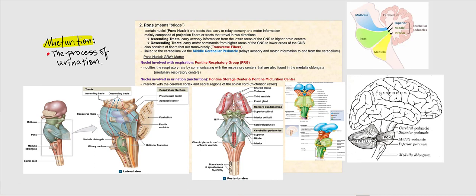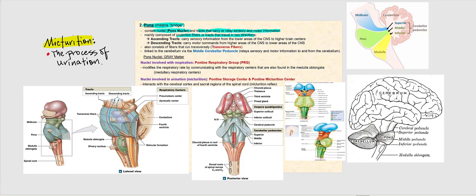The second and middle component of the brainstem will be the pons. Pons literally means bridge. What we find within the pons are nuclei, clusters of gray matter that are referred to as pons nuclei. We also will find tracts that will carry or relay both sensory and motor information, sensory going up and motor information going down. So, in other words, they will contain projection fibers that travel in two directions.